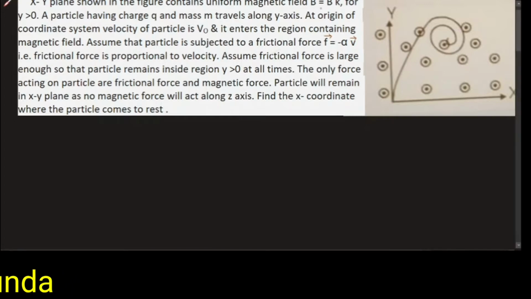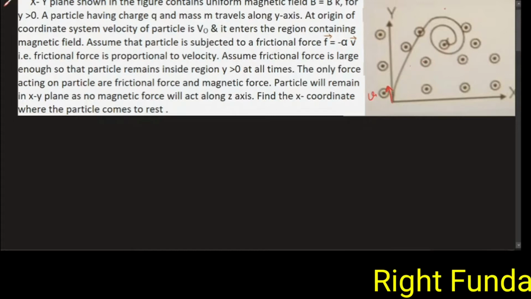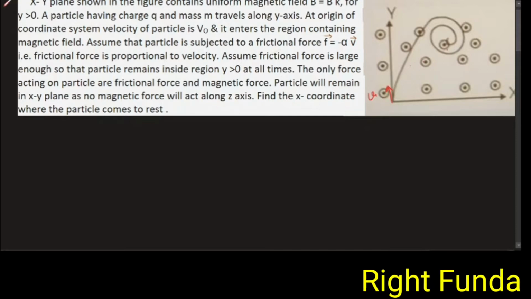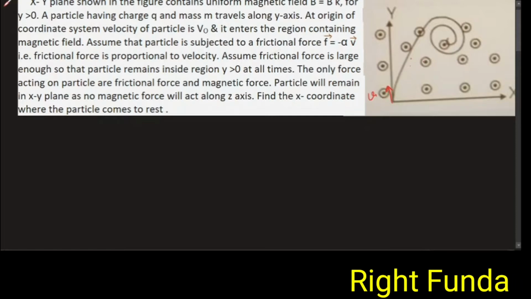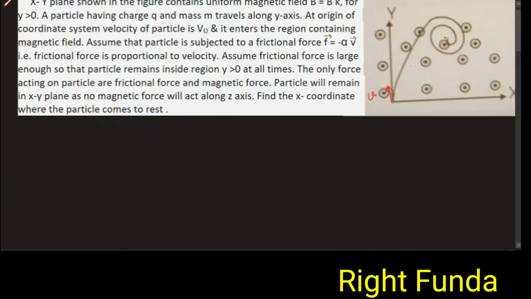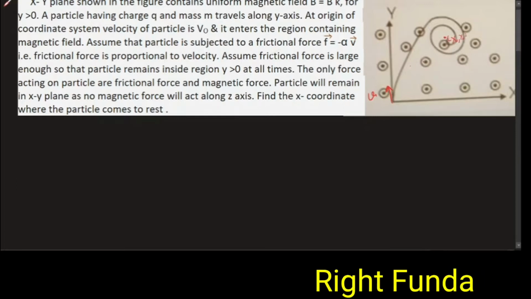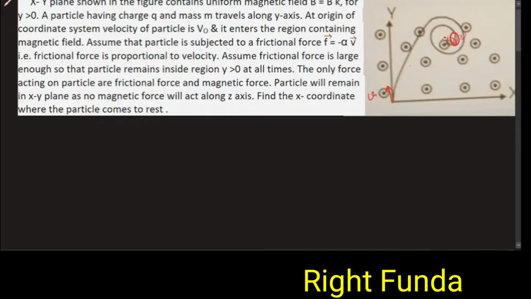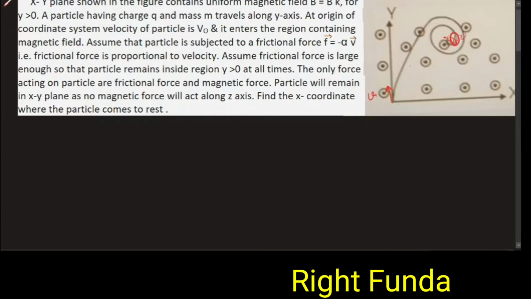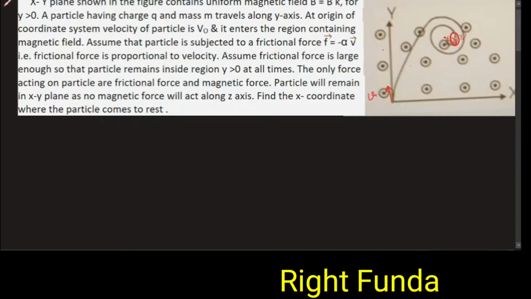So the question says the particle starts moving with a velocity v0 like this initially, but as the magnetic field is coming out of the screen, it experiences a force and starts moving in a curved path, eventually a spiral path, and its speed decreases and finally it comes to rest. Where will it come to rest? Suppose the point is x0 comma y0, you need to calculate this x0 coordinate where it will come to rest.